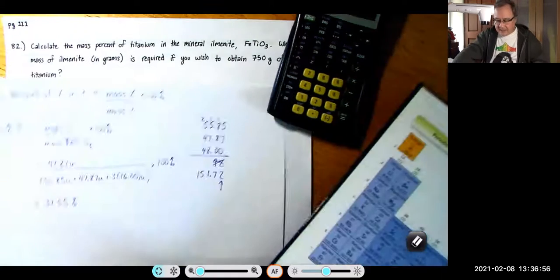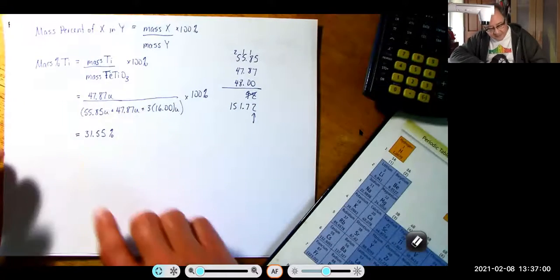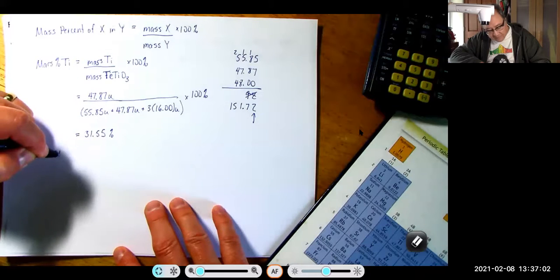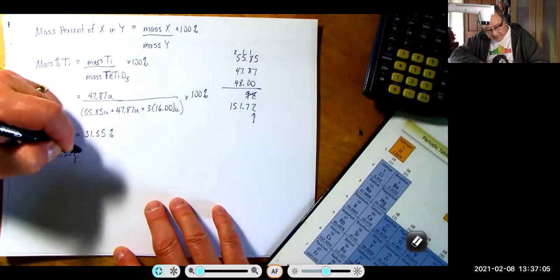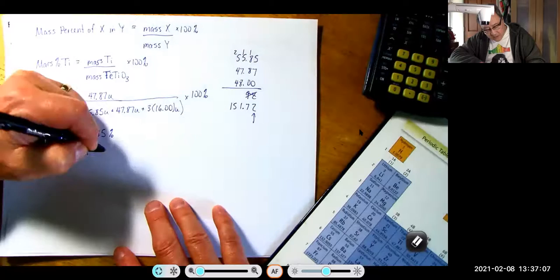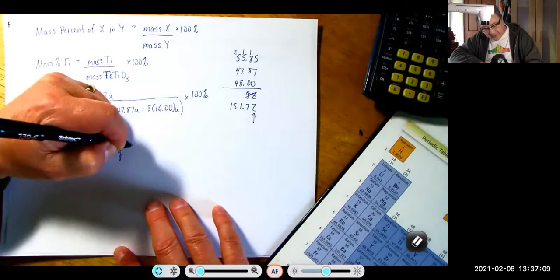Okay, there being none, I want to show you what this means. This means that you have 31.55 grams of titanium in 100 grams of this ilmenite.